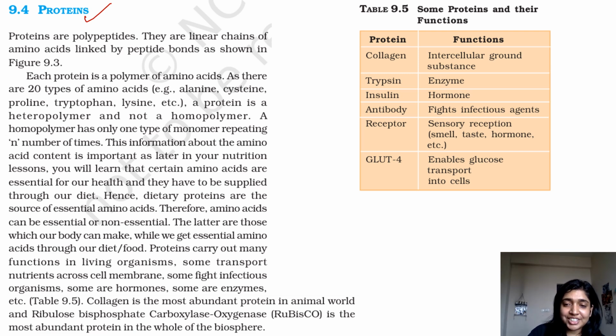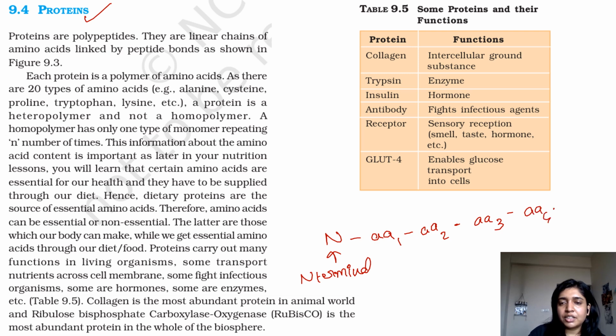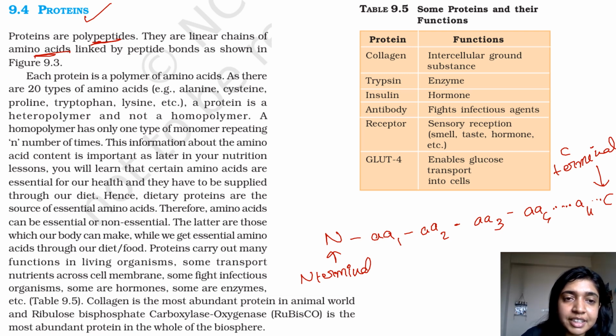If I'm drawing the structure of protein, the first is the N-terminal. Then amino acid 1, amino acid 2, amino acid 3, amino acid 4, and so on till amino acid N, after which comes your C terminal. Alright. So proteins are polypeptides. They are linear chains of amino acids. So mark this sentence very clearly: they are linear chains of amino acids linked by peptide bonds.